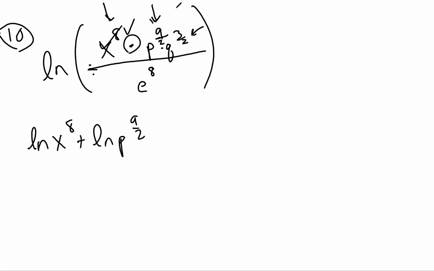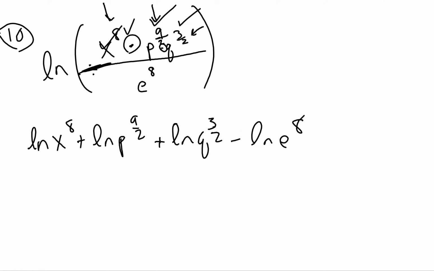Okay, check. Next thing we come across is this multiplication dot, which means I turn it into addition. And then I see q to the 3/2. So the ln of q to the 3/2. Okay, check. Then I come across the division bar, turn into subtraction, and then I have e to the 8th. So the ln of e to the 8th. All right, so this big old guy up top, completely and totally taken care of. We're not looking back. And so now we're going to go through these 4 pieces that we have written out, and we're going to simplify anything that we can.